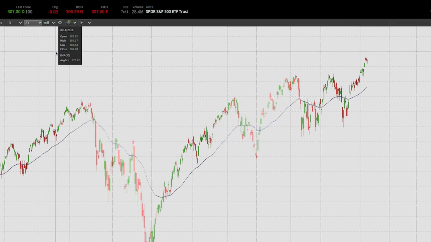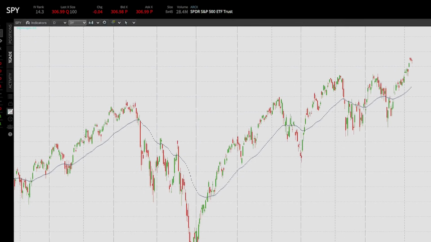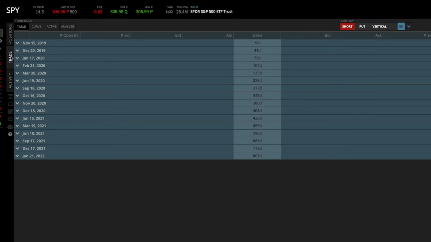To look at what these options are actually trading for, I'm going to go back to the trade tab by clicking on this trade tab right here, and this will bring up the option chain for SPY, since I have SPY entered into this search box, which means all of the information on the platform will be showing me the information related to SPY.